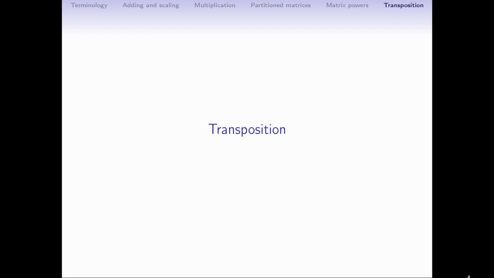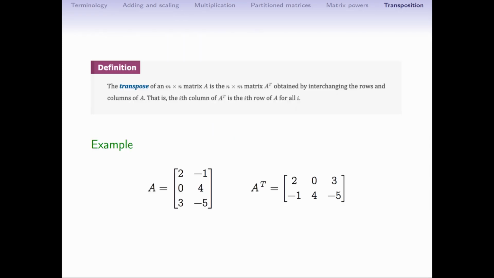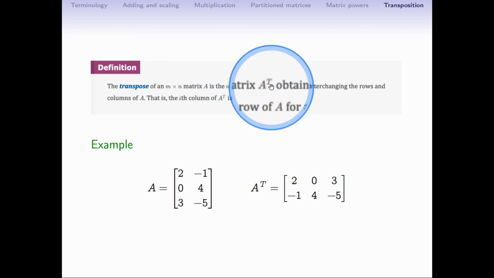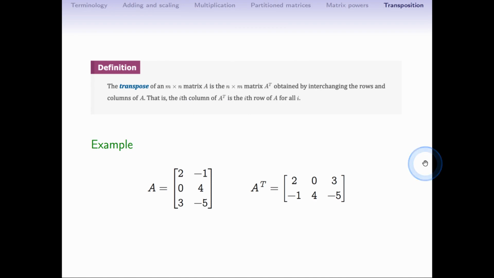Our final topic is matrix transposition. The transpose of an M by N matrix A is the N by M matrix denoted by A superscript T. So this represents the transpose of the matrix A, obtained by interchanging the rows and columns of A. So that is, the ith column of the transpose is merely the ith row of the original matrix A, and this is true for all i.